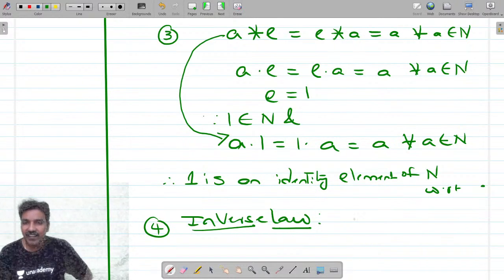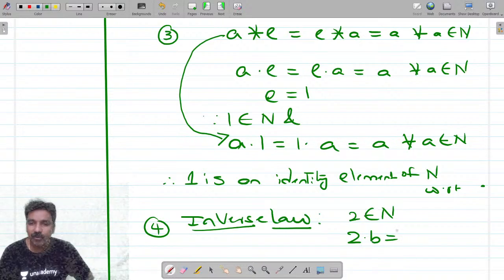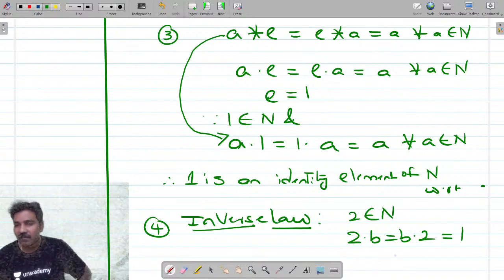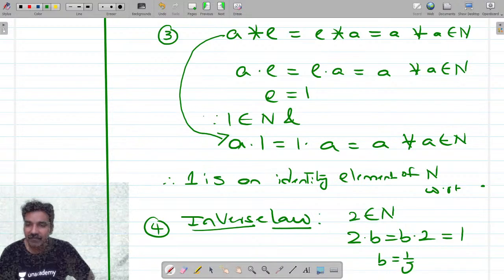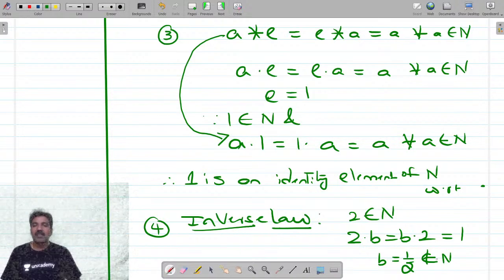Inverse law. 2 natural numbers అండి. Natural number 2 ని ఏ నెంబర్ తో మల్టిప్లై చేస్తే 2 into b equal to b into 2 equal to 1. What should be b? b equal to 1/2. But 1/2 natural numbers లో ఉండదు. 2 ని 1/2 తో మల్టిప్లై చేస్తే ఐడెంటిటీ ఎలిమెంట్ 1 వస్తుంది. But 1/2 is not a natural number. It means that 2 has no inverse.